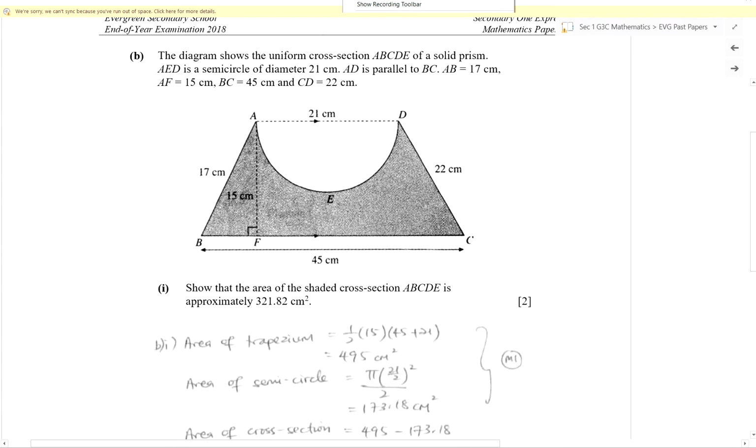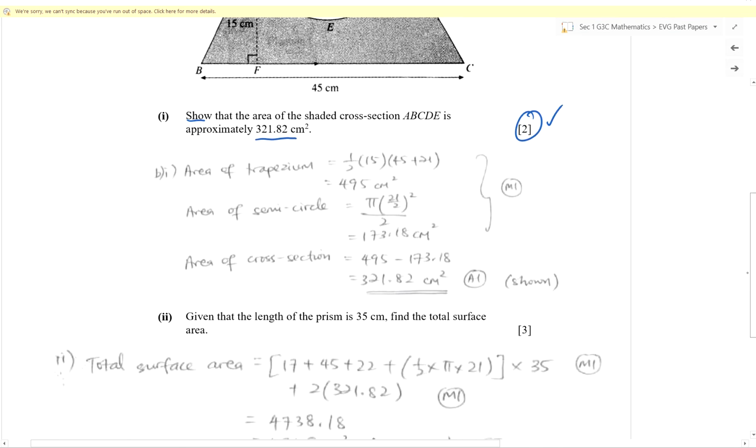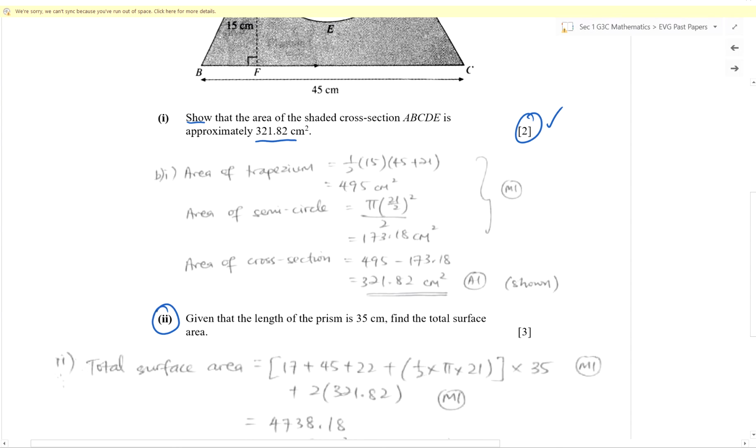Now in part B, we have to find the area of the shaded cross section, and they actually helped us by asking us to show that it is 321.82 cm. So if you are able to eventually arrive at 321.82 cm, you have a high likelihood of obtaining the full 2 marks. So why is it that some questions ask us to show a certain answer? Why not just ask us to find the cross-sectional area? Because in the second part, where you are given another question, it is likely that you will require this value to solve the next part.